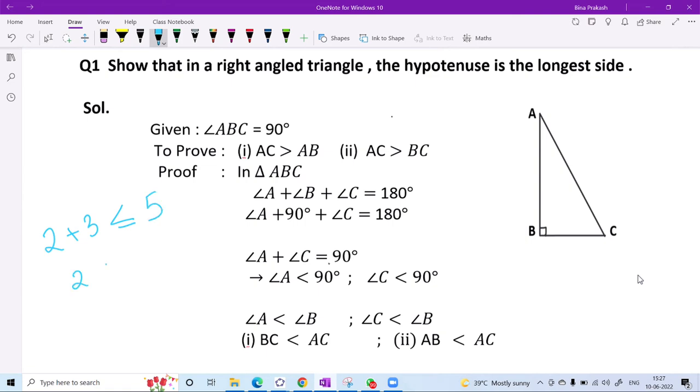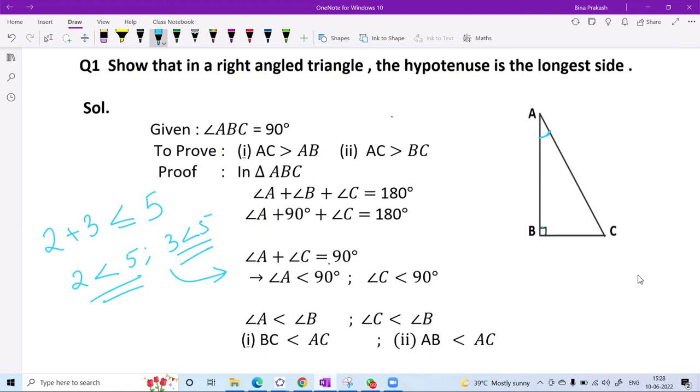See, 2 plus 3 is 5, so won't we have 2 less than 5 and 3 less than 5? Exactly the same thing is being used. Though the sum of the angles is 90 degrees, individually each angle's measure will be less than 90. So the measure of angle A is less than 90 degrees. Measure of angle A means I am talking about this angle, and the measure of angle B, 90 degrees, means I am talking about this angle. So just now we have proved the result.